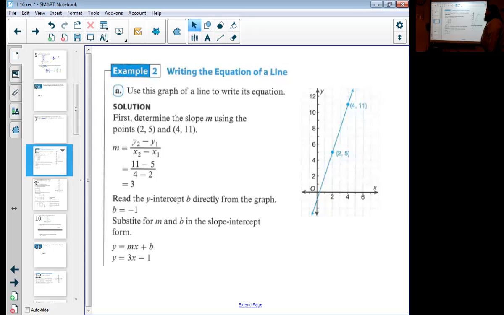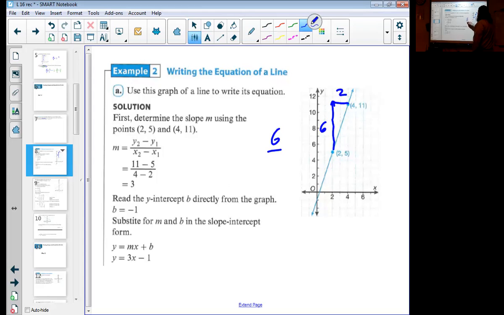Use a graph line to write its equation. So here we need to find our slope, which if you remember before, it is rise over run. So our line is going like this, which if you remember, that is a positive slope. So it is going to be positive 1, 2, 3, 4, 5, 6. That is 6 over 2, which equals, that is m. M is 3.